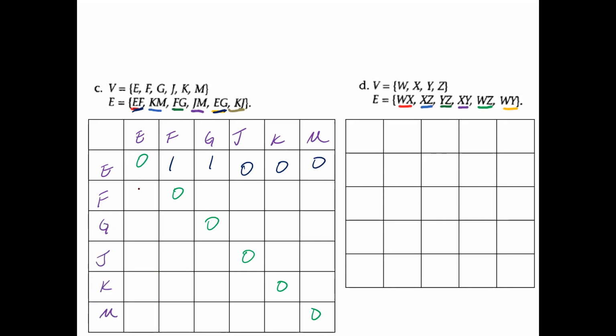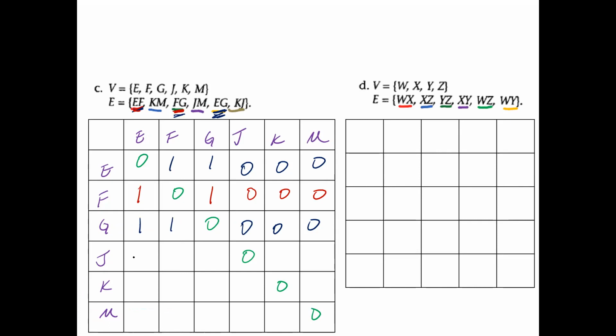Next, we'll take a look at FE. So FE, yes, there's a connection, or EF is the same thing. Then FG, there's one connection right there. FJ, 0, 0, 0. Okay, then let's take a look at G. GE, there's a connection right here. GF, there's a connection right there. GJ, 0, 0, 0.